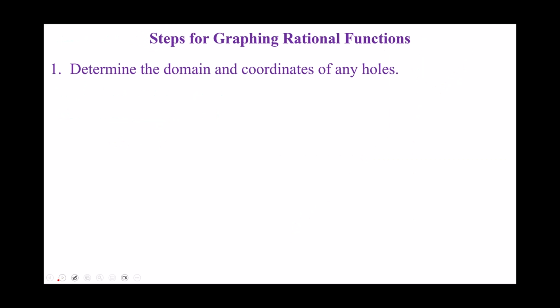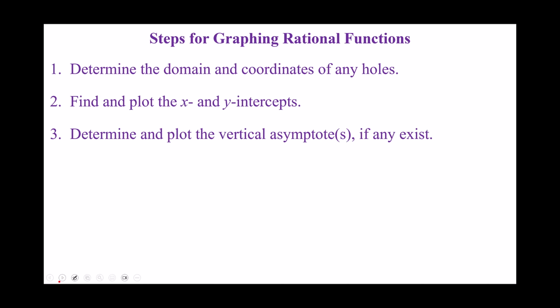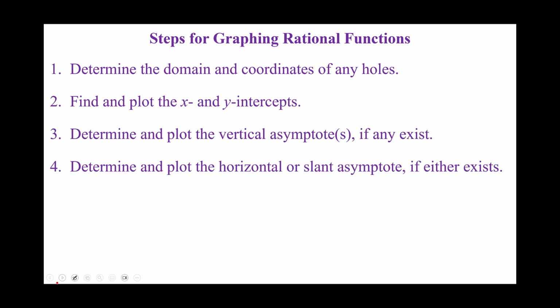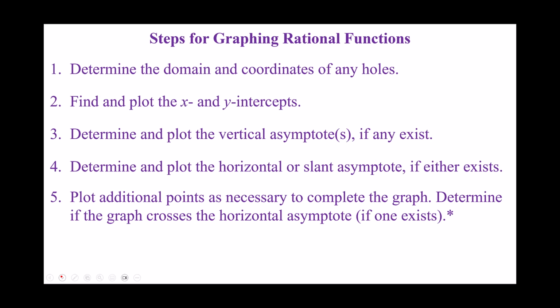General steps for graphing rational functions. Part 1, determine the domain and the coordinates of holes. Find and plot the x and y intercepts. Determine and plot the vertical asymptotes. Then find the horizontal or slant asymptote. Plot additional points as necessary to complete the graph and determine if the graph crosses the horizontal asymptote.